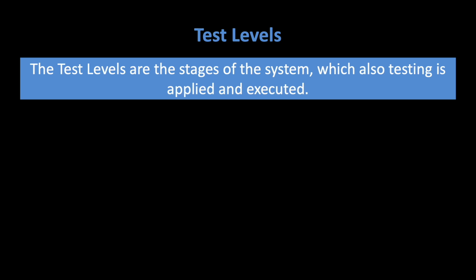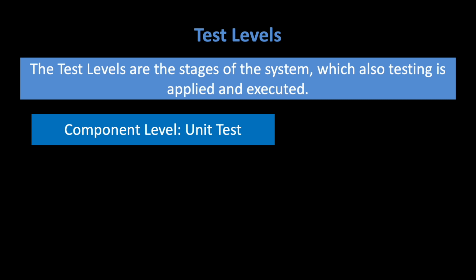Starting with the test levels, which are the stages of the system, at which testing is then applied and executed. It affects the way testing is done and especially the viewpoint of when testing is executed. On different levels, testing has a different focus and goal or goals. Also, the people who execute the tests may differ. Looking at a complex system, they do have different levels themselves, obviously. From that, then the test levels derive.